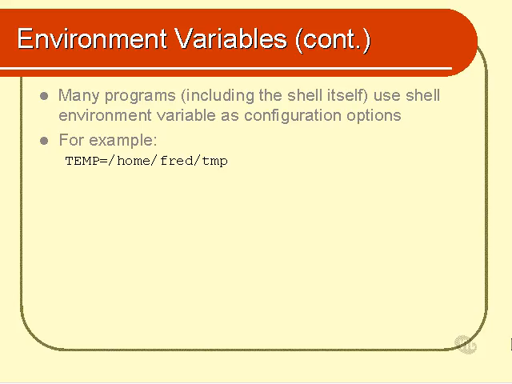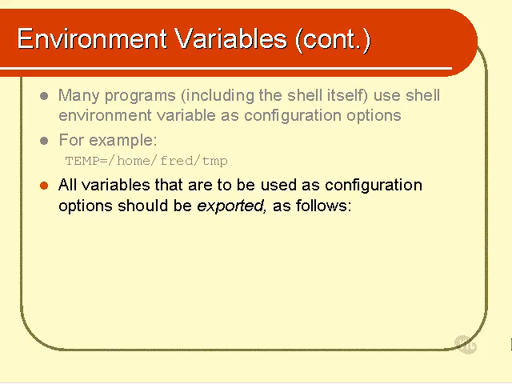Now, every program is going to have its own particular set of environment variables that it looks at to determine the current configuration. Those environment variables can usually be found at the end of every man page. So for example, with a program called Vi, if you wanted to find out all the environment variables that Vi uses, you could look in the Vi manual page, usually right at the end.